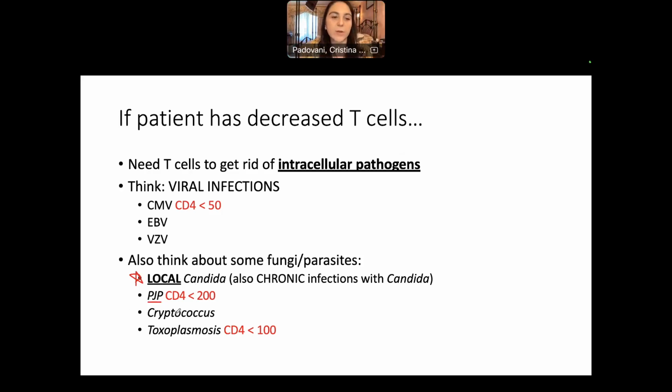So this, you'll see if you have a CD4 count less than 200, okay? Cryptococcus is another one, and then toxoplasmosis is another one. So for toxoplasmosis, you need your CD4 count less than 100.